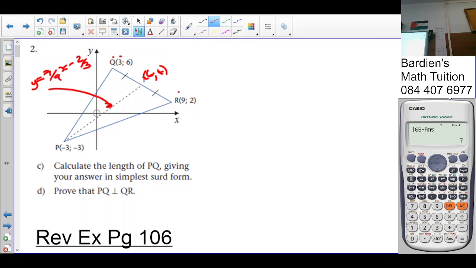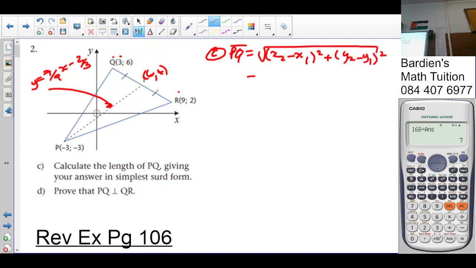C says calculate the length of PQ. So PQ's length is the distance formula. The square root of x2 minus x1 squared plus y2 minus y1 squared. So P is negative 3 and negative 3. Q is going to be 3 and 6. So it will be 3 minus negative 3 squared plus 6 minus negative 3 squared. That gives us 9 squared is 81, and 9 squared is 81. So it's 9 root 2, is that correct? What's your answer to PQ?